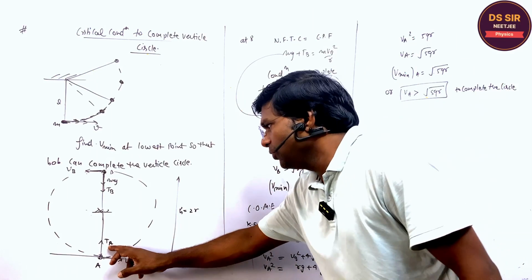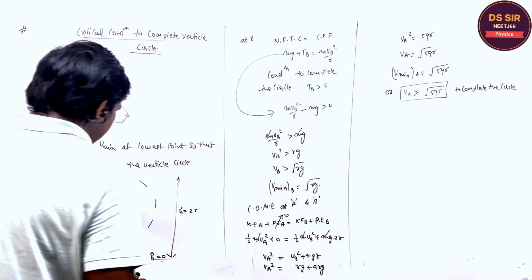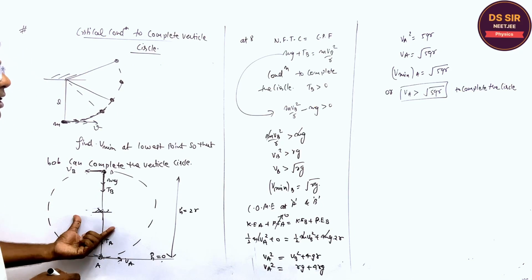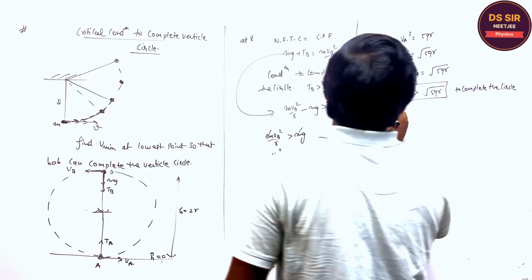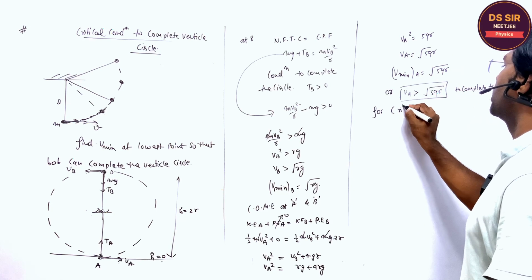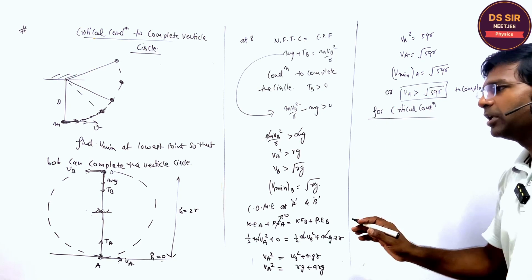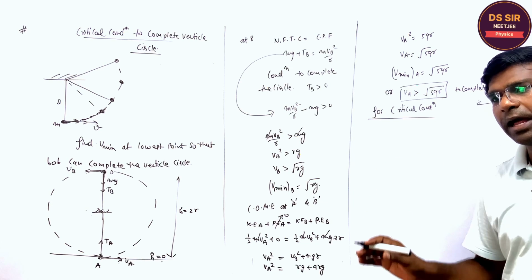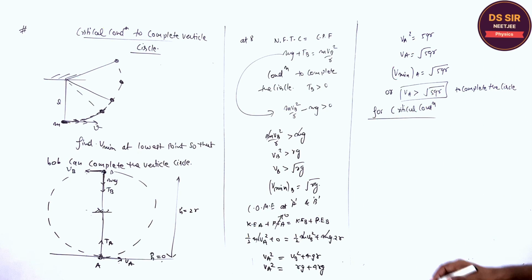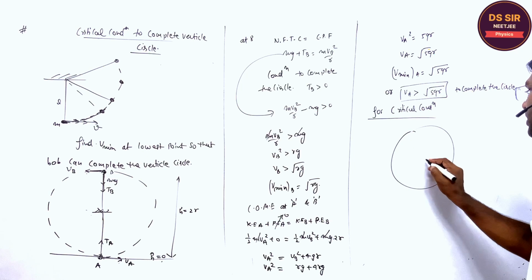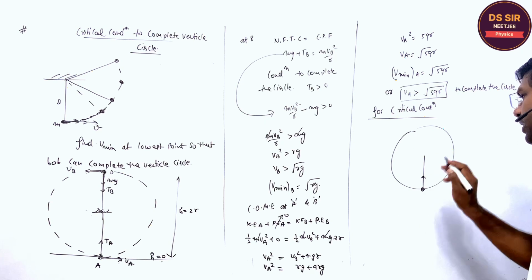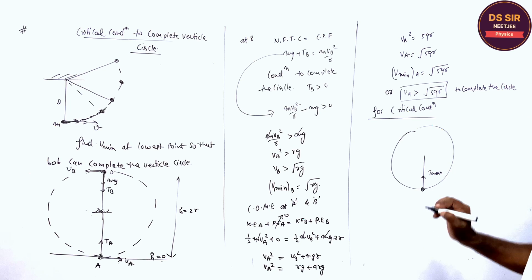In this case, can you find the tension Ta and tension Tb for the critical condition? Critical condition means the bob is just able to complete the circle. So the tension will be the maximum at this point.